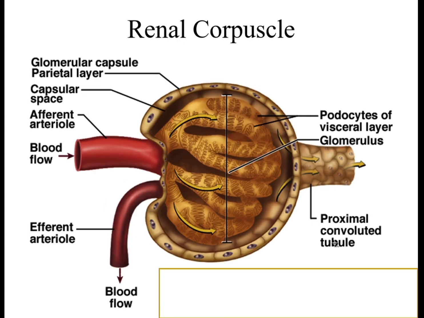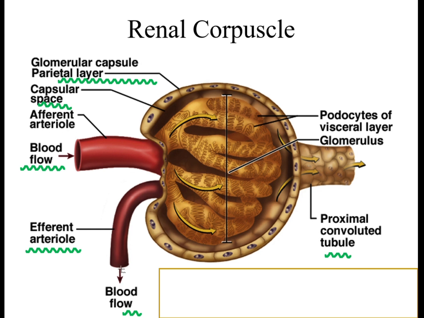Next, you can see here the blood flow. This is the entry part. First is the afferent arteriole, then the capsular space, then the glomerular capsule or parietal layer, and then the podocytes of the visceral layer, and this is the glomerulus part. And this is the PCT. Here the afferent arteriole means blood coming in, and the efferent arteriole means blood going out, okay? This is the outcome of blood flow. This is the entry point and this is the exit point.